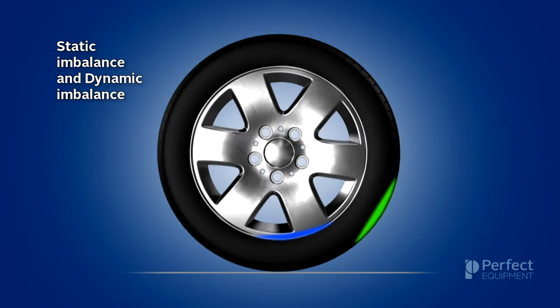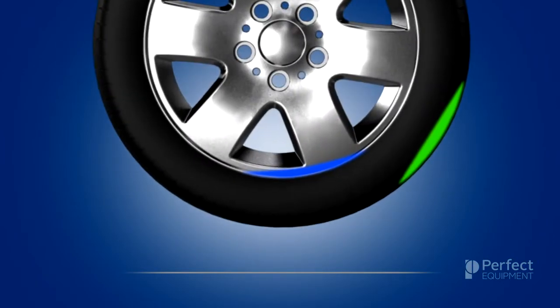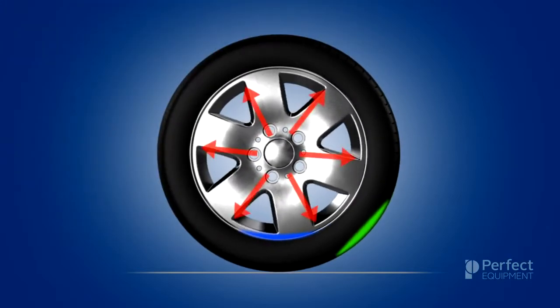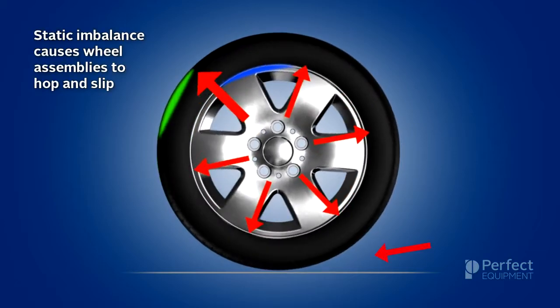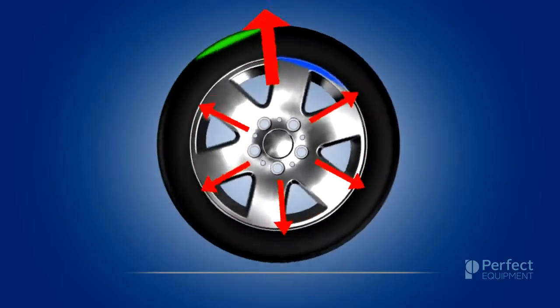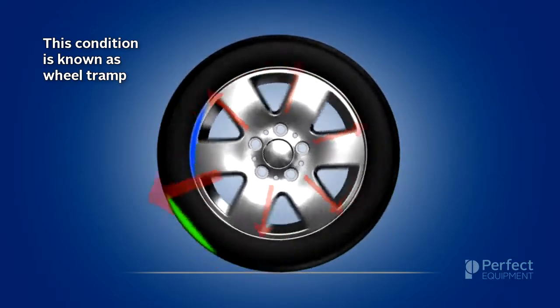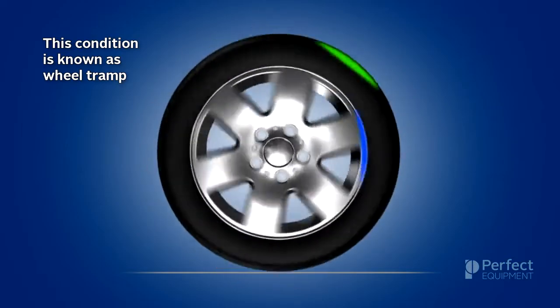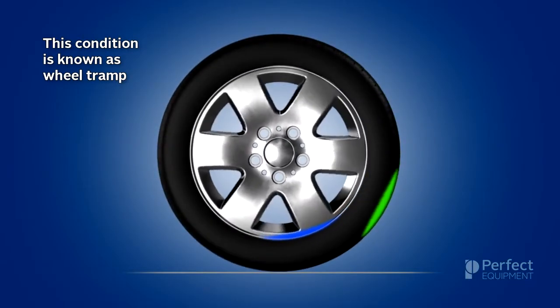The imbalance shown in the current example is known as a static imbalance and features a combined heavy spot, or an imbalance, to the wheel, noted in blue, and to the tire, noted in green. As the tire rotates, the centrifugal forces of the imbalance cause the wheel to hop when the heavy spot reaches the top of the rotation and cause the wheel to slip when it reaches the bottom of the rotation. This condition is known as wheel tramp. If left unchecked, wheel tramp will produce uneven wear patterns on the tires and cause a severe up and down vibration while driving at highway speeds.